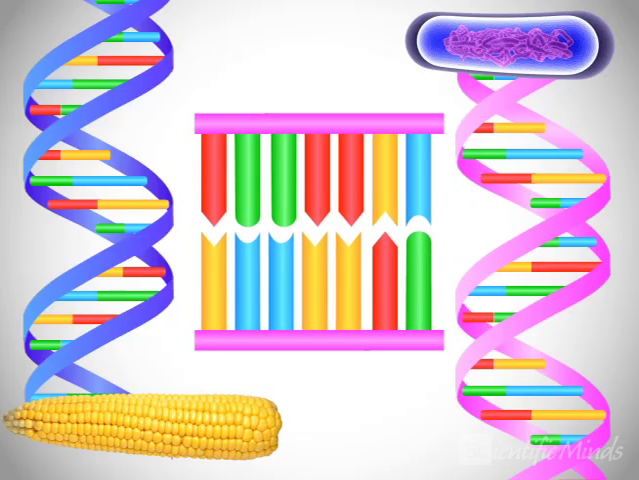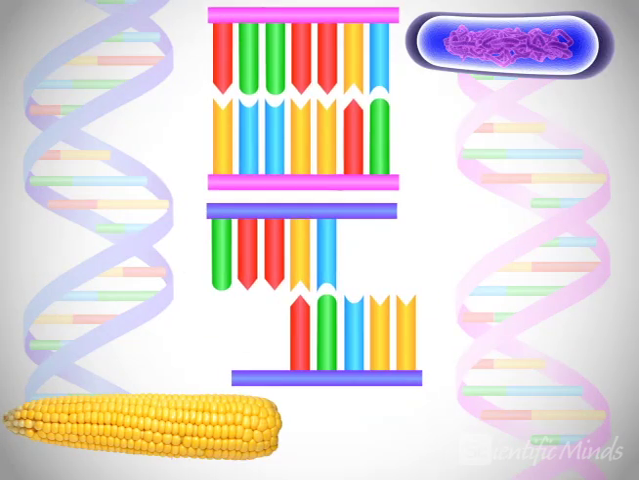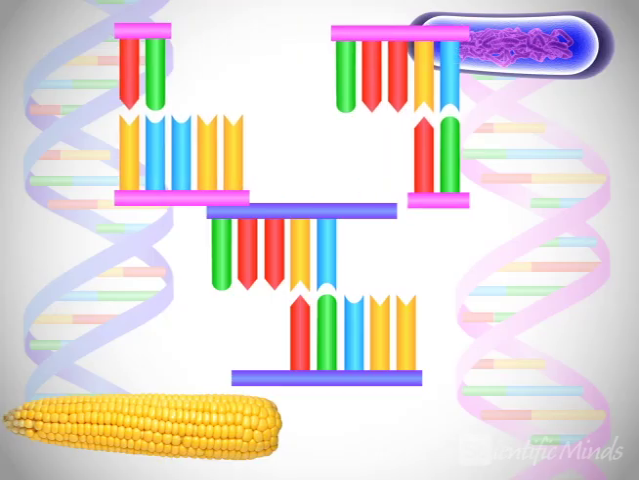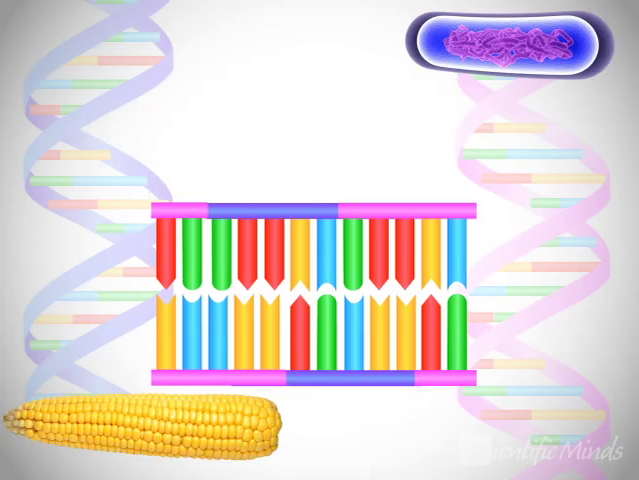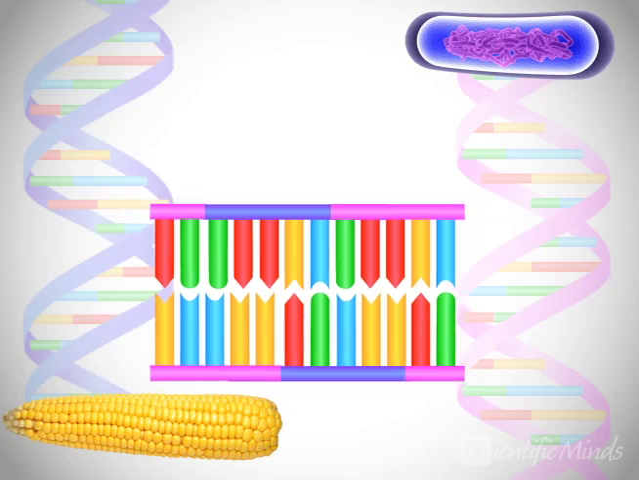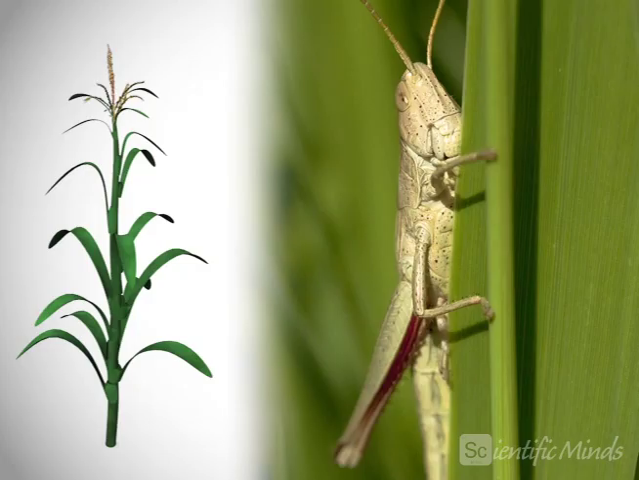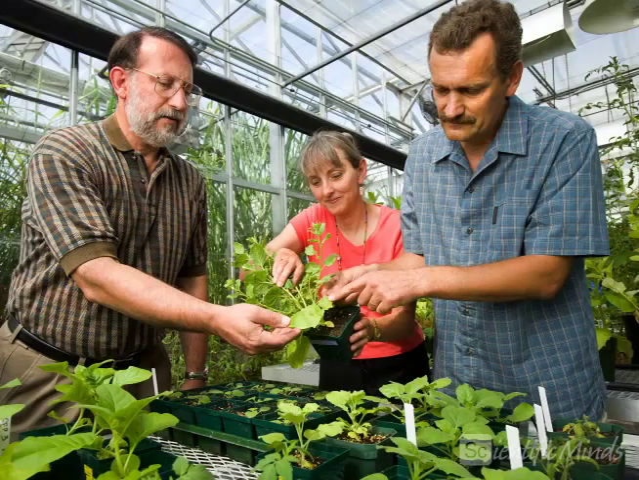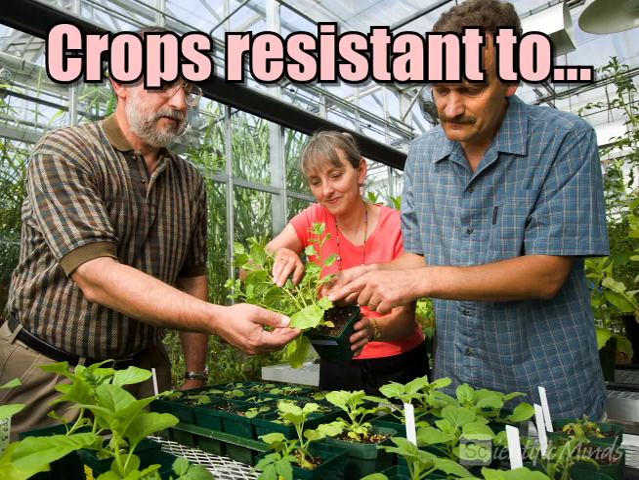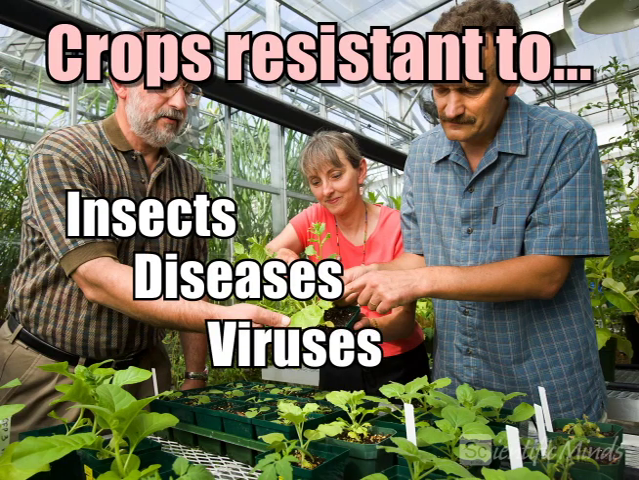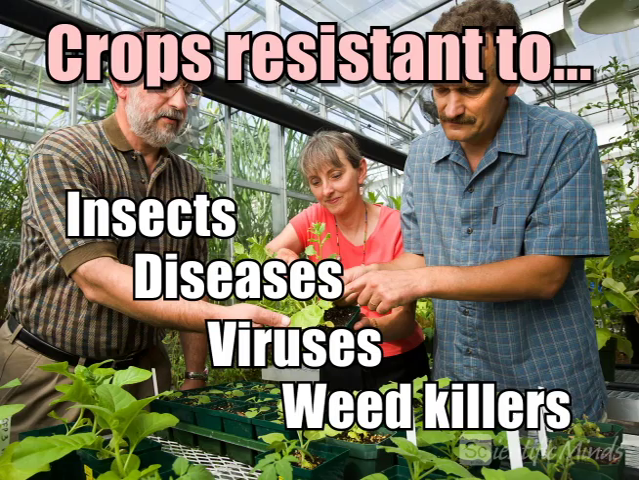Geneticists are able to isolate genes in the bacteria's DNA that allow the bacteria to produce the toxin. They snip these gene fragments from the bacteria's DNA, and insert them into the DNA of a plant, like cotton, corn, or potatoes. The newly inserted genes combine with the plant's DNA and allow the plant to produce the same toxins that the bacteria produce. When insects feed on the leaves of the genetically modified plant, they eat the newly produced poison and die. Using genetic engineering, scientists are able to make crops resistant to insects, diseases, viruses, and weed killers, and even increase their nutritional value and climate hardiness.